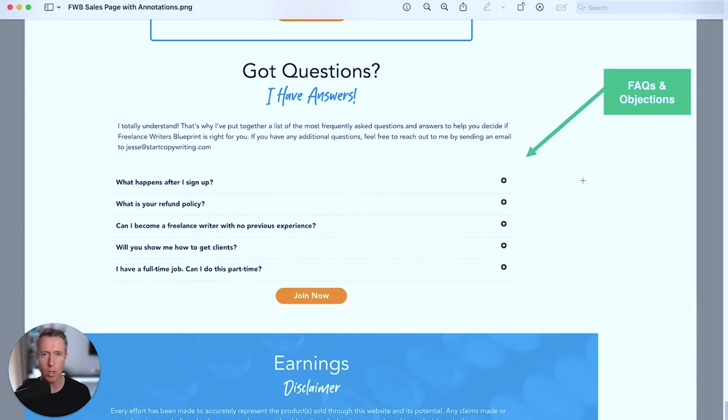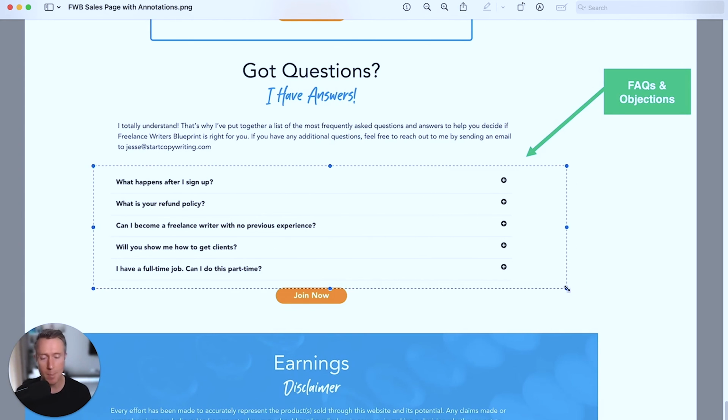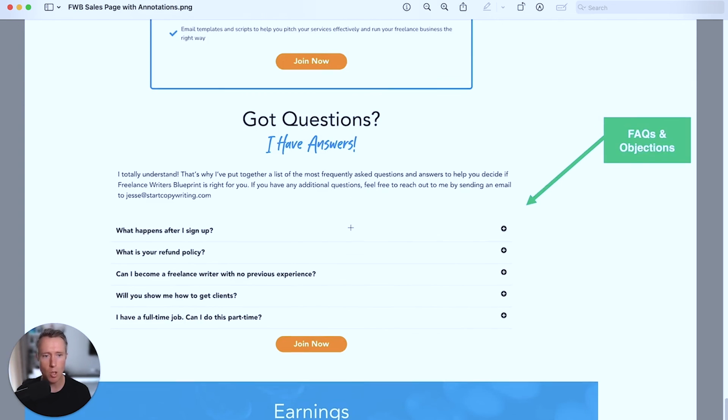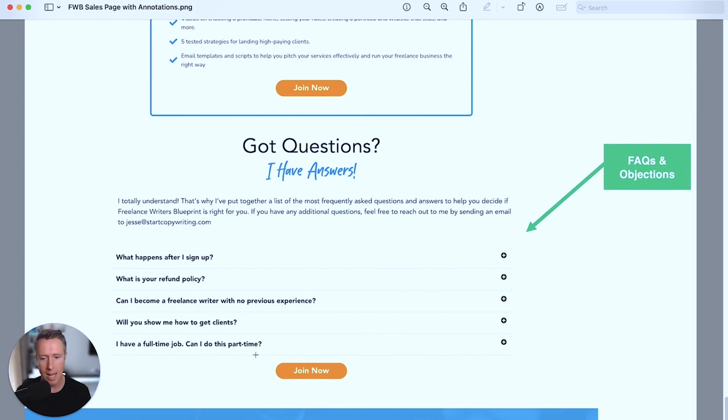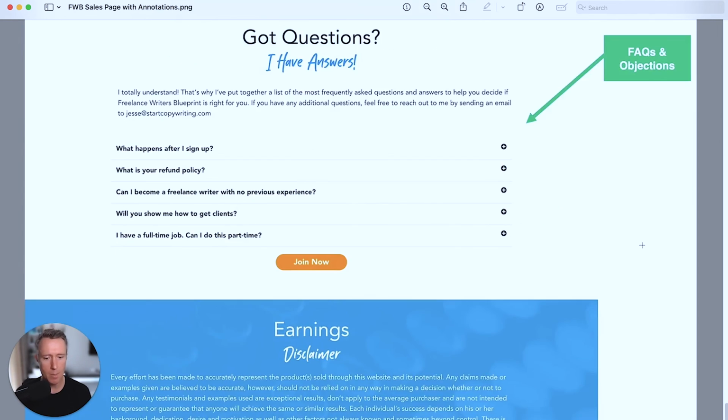FAQs will cut down on the amount of people that send questions in because you've already answered them on the page, but it'll also help you to overcome objections. So things like, what happens after I sign up? What is your refund policy, right? Like, what if I don't like it? What happens then? And I go into other common questions I receive via email. I answer here, and also objections like, hey, I'm working full time. Can I still do this? And I answer that question. So put them at ease, overcome the objections, and then they're able to sign up because they understand everything about the program and I've overcome their objections.